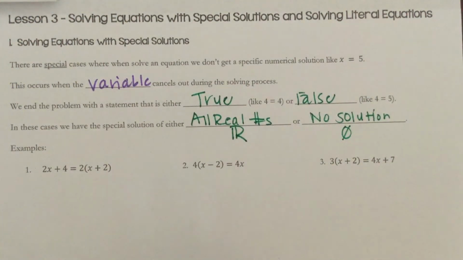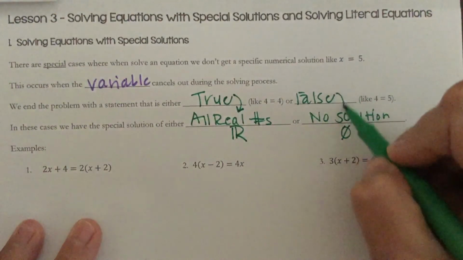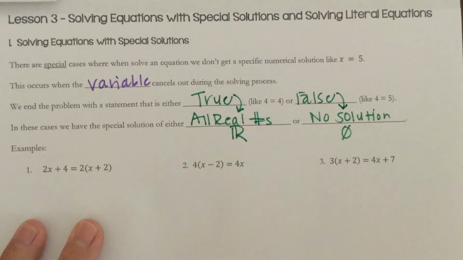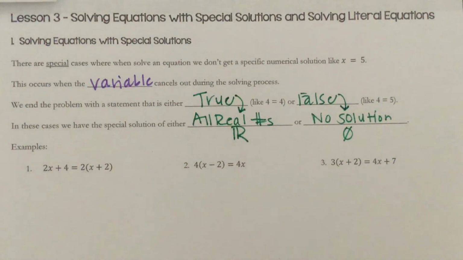So when we solve, the variable happens to disappear. If we're left with a true statement, then we are going to say that we have all real numbers. What that means is that I can pick any value for x and plug it in, and the left-hand side and the right-hand side will always be equal to each other. If we solve and the variable disappears and we are left with a false statement, then we are going to say that there is no solution to our problem. What that means is it doesn't matter what number I pick for x. Any number I plug in, I will find the left-hand side and the right-hand side will never be equal to each other. Let's try one.